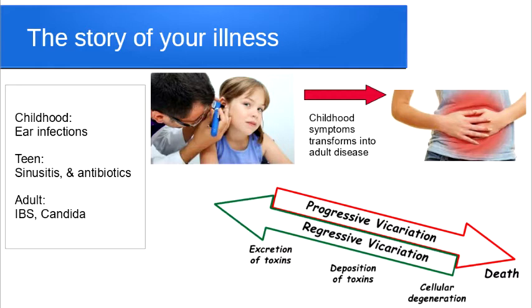Look at that chart of progressive vicariation versus regressive vicariation; this is from something called homotoxicology. The idea is that as toxins enter us and become embedded into our cells, it inhibits cellular functioning, and that's called progressive vicariation. If it gets bad enough, it can lead to cancers and death. Regressive vicariation represents the liberation of toxins from our cells, excretion of toxins, and healing. So we want to move our cells in that direction of regressive vicariation.